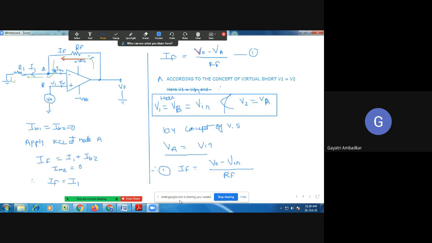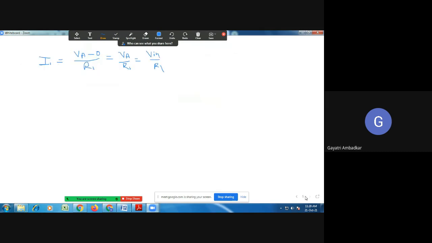Let's make this equation 2 and this as 1. So what is our equation 1? IF is equal to I1.